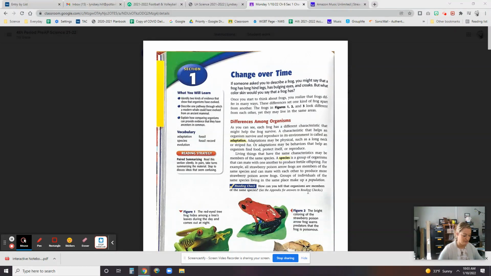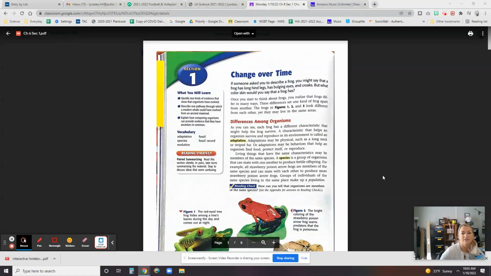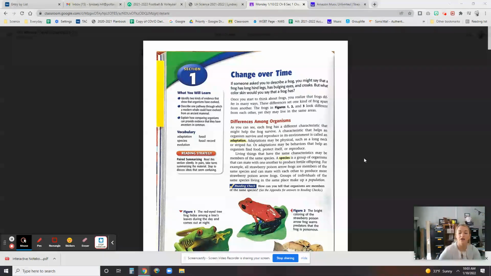All right, Chapter 6, Section 1, page 138, changes over time. If someone asks you to describe a frog, you might say that a frog has hind legs, has bulging eyes, and croaks. But what color skin would you say a frog has? Once you start to think about frogs, you realize that frogs differ in many ways. These differences set one kind of frog apart from another.